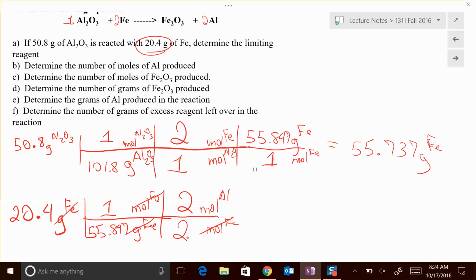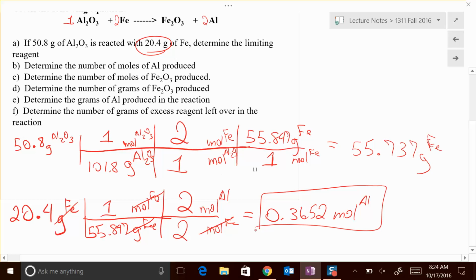So 20.4 divided by 55.847. What is it? 0.3652. So that's how many moles of Al are produced. 0.3652 moles of Al.